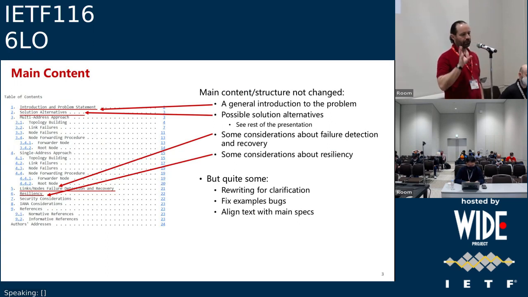The main content structure didn't change that much. What we did 1 year ago is to introduce the context, the problem statement, the two solution alternatives that we have, considerations about failure detection and recovery, and considerations about resiliency. What we did since the last meeting is rewriting for clarification. There are various pieces that were unclear. We fixed a couple of bugs in the examples, especially in the first part of the document. The numbering that we were using was not consistent, and we aligned the text with the main specs, with the different modifications that we had. Next.